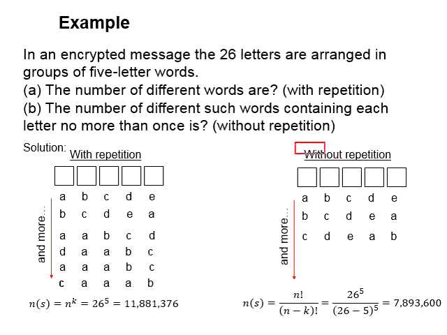Next, look into the 5-letter words without repetitions. In this case, each letter can only be used once. They can be reshuffled in order, and the equation is given here. Substitute the relevant values of n equals 26 and k equals 5. You will get the total number of possible words that can be made out of the arrangements.